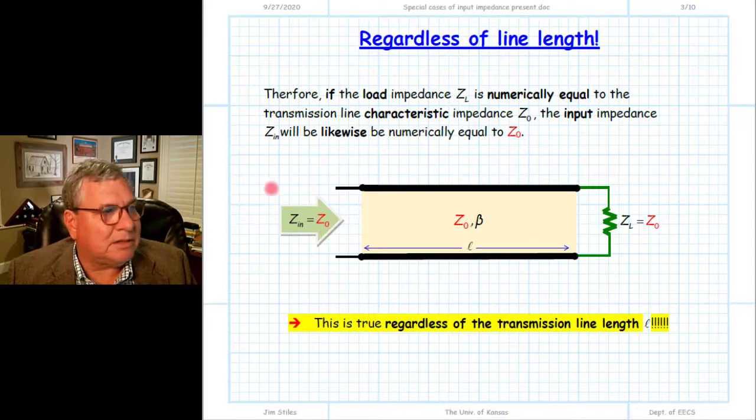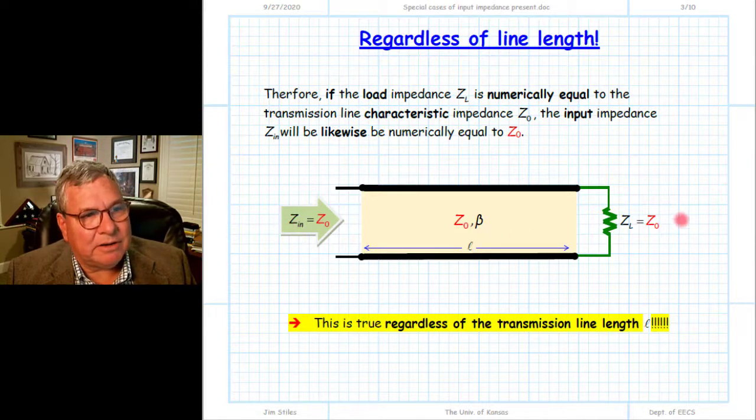They look through the notes and they find this equation right here. Well, gosh, this says that Zin is equal to Z0. Well, this is true only under this condition. If we have this condition, then Zin is Z0.